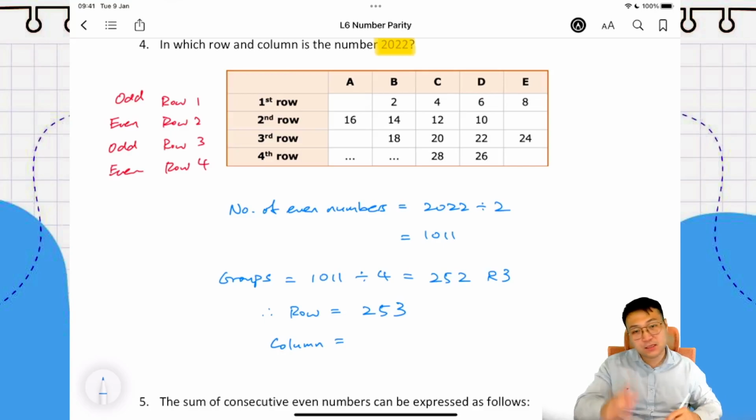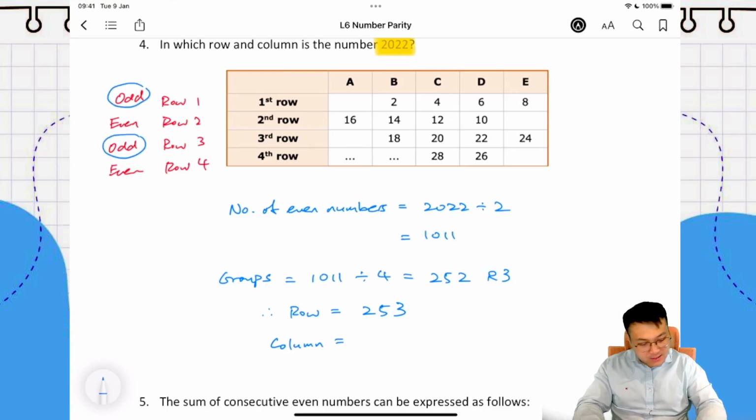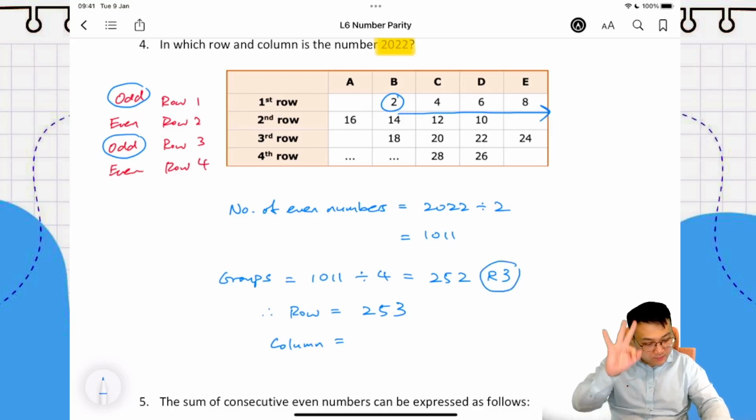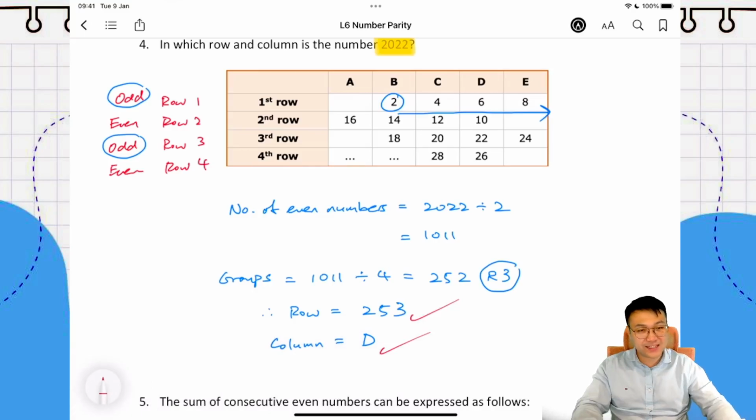Look at row 253. Is it an odd row or is it an even row? Odd. So for all your odd rows, what is the pattern? You start from column B, and you go from left to right. You have a remainder of 3 numbers. So which column will you end up in? D. Yes, very good, Koji. You solved it. The number 2022 is in row 253, column D, right? All right, thank you, Koji.